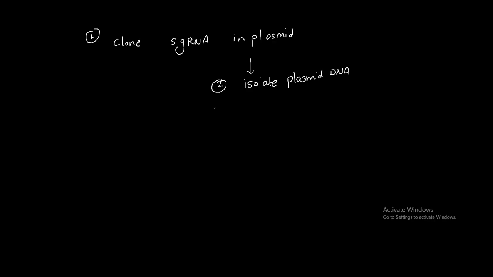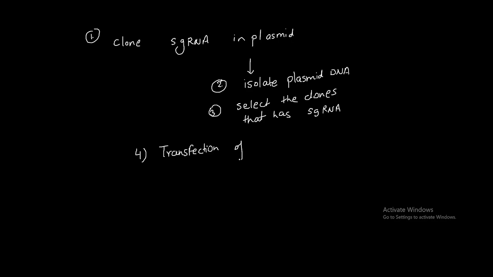And number three step is to select the clones that have the desired sgRNA. Okay. It means that it is not empty plasmid DNA. Now the fourth point, what you have to do now is the transfection of your cells with this plasmid DNA.